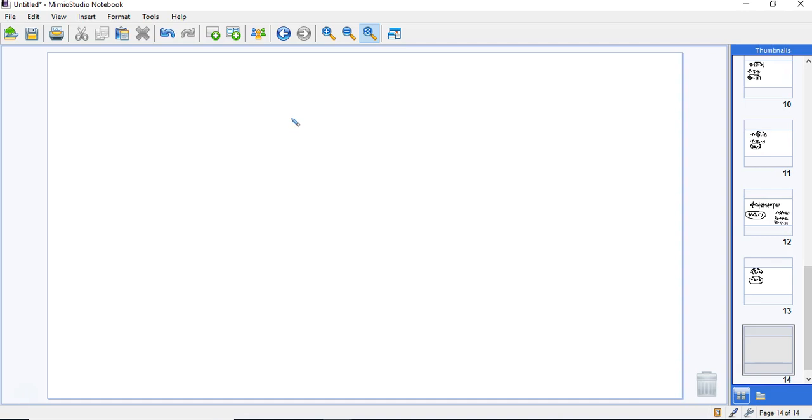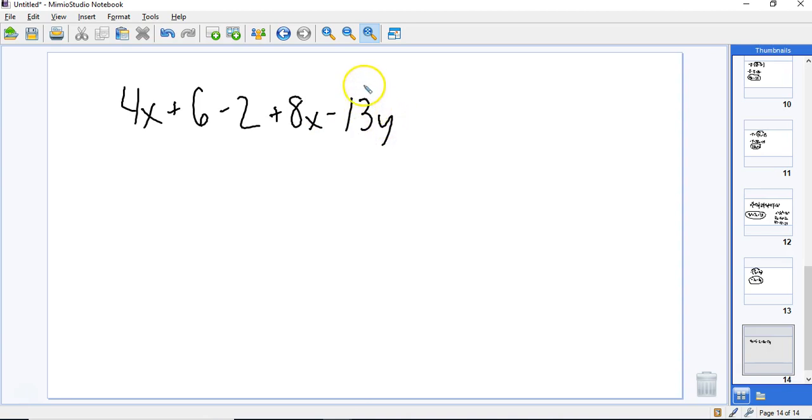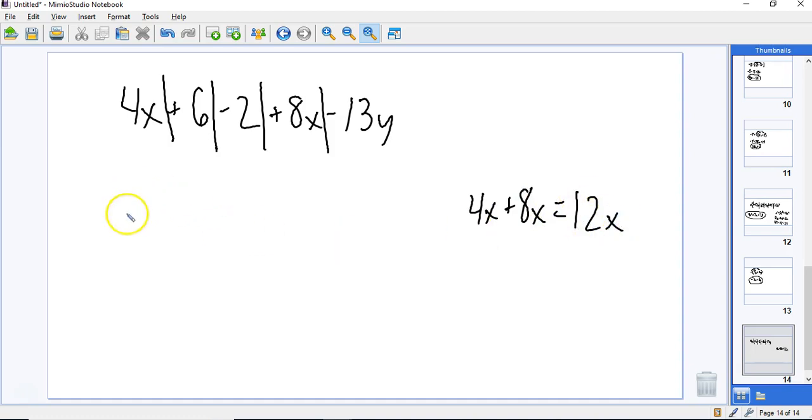Now we've got another combining like terms. We've got 4x plus 6 minus 2 plus 8x minus 13y. Okay? So, you want to see your terms? You see 4x and 8x. 4x plus 8x. 4 plus 8 is 12. X comes along. We got 12x.